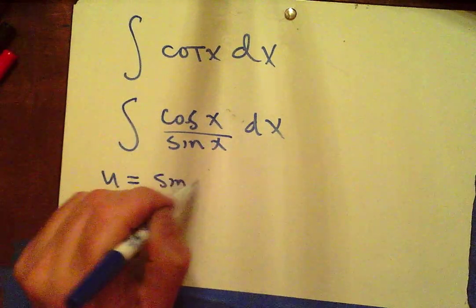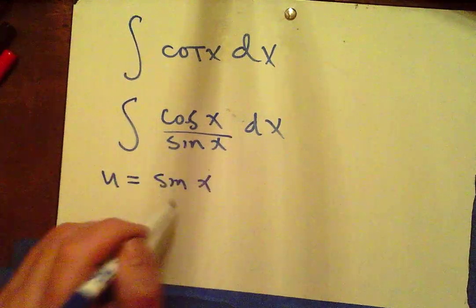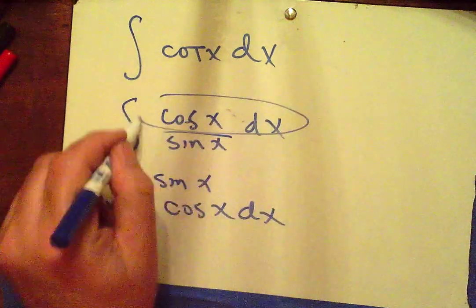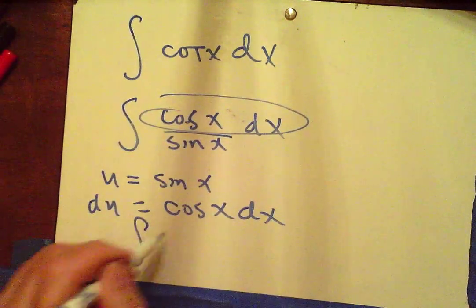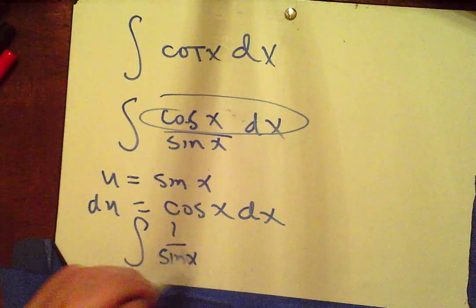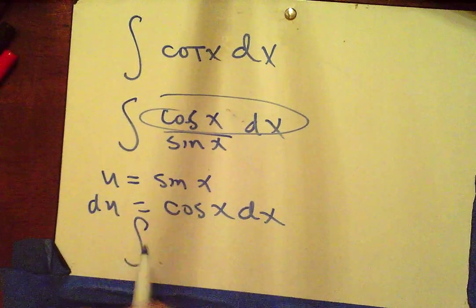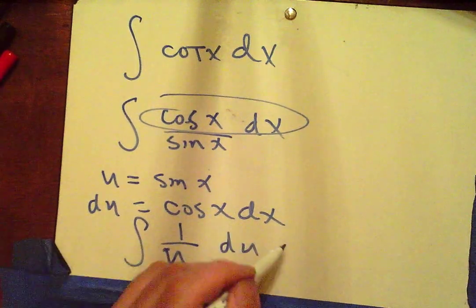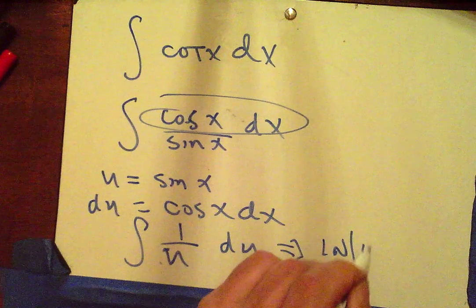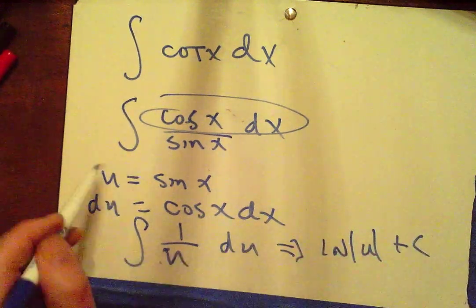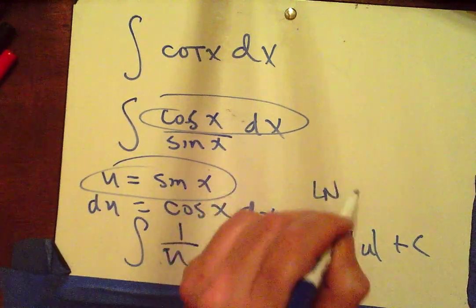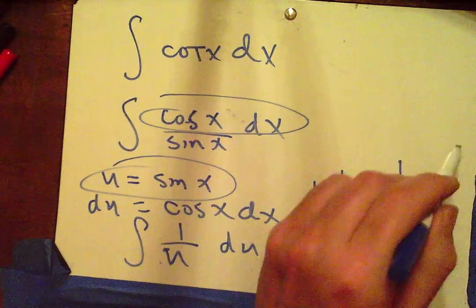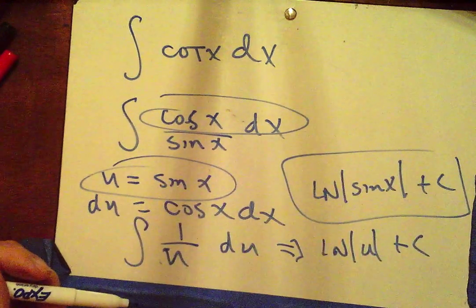For me, I know my u is sine x. It's that thing on the bottom. du is cosine x dx. Oh look, the whole top is my du. And so I can rewrite this as 1 over u du. And that's just going to be ln of u plus c. And here's our u. So we want ln of sine x plus c. Don't box your answer. There's mine.